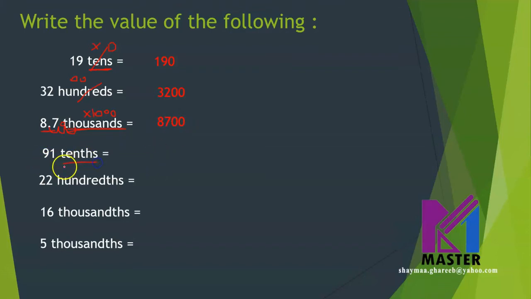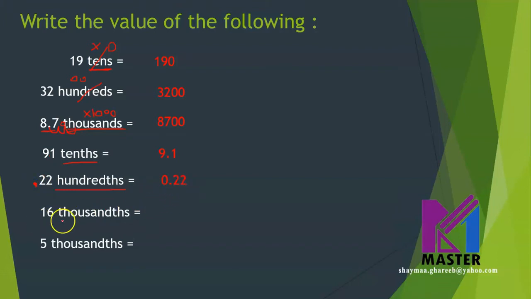91 tenths. Tenths means divide by 10. So I will put a decimal point after 1 place. Then my answer will be 9.1. 22 hundredths. Hundredths means divide by 100. So which means I will put a decimal point after 2 places. So it will be 0.22.